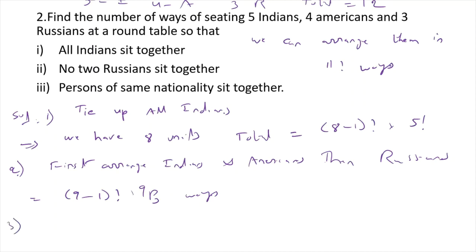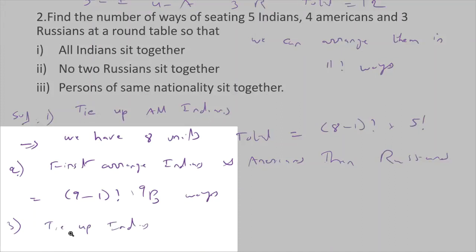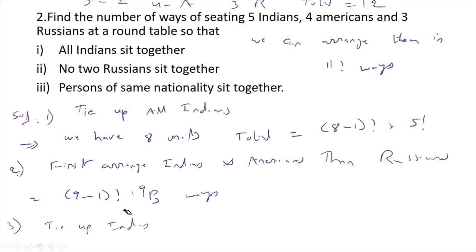All people of the same nationality come together. So we can tie up Indians, Americans, and Russians. After tying up Indians, Americans and Russians, we can treat them as 3 units.